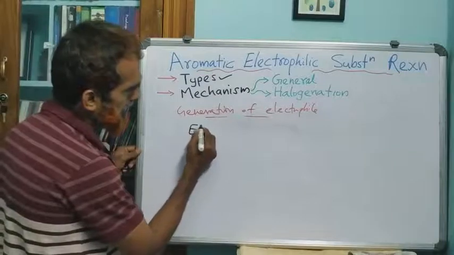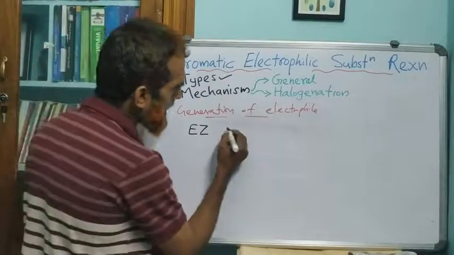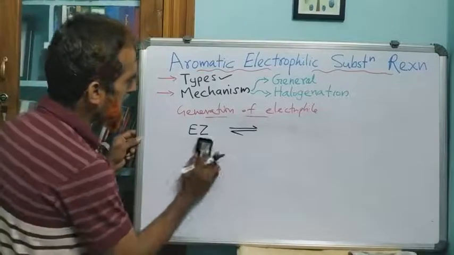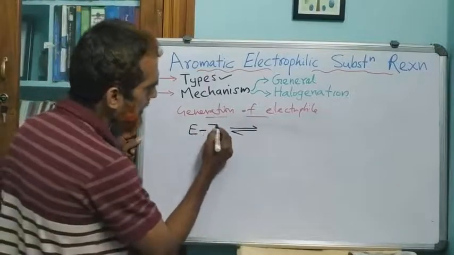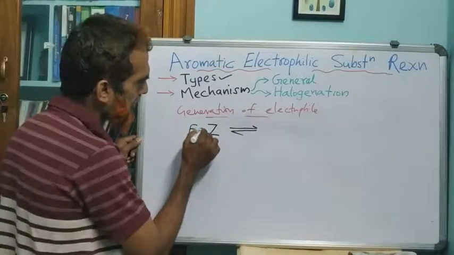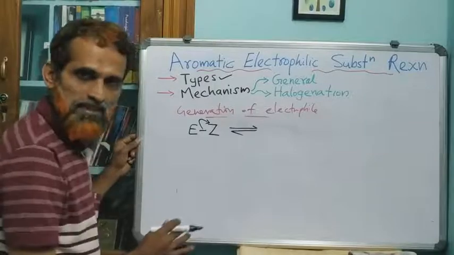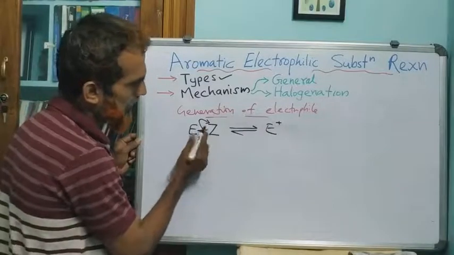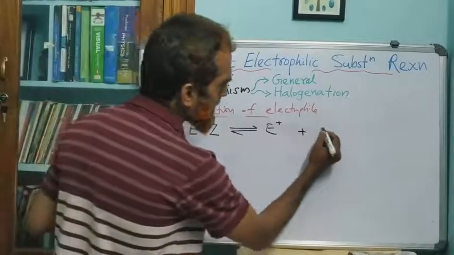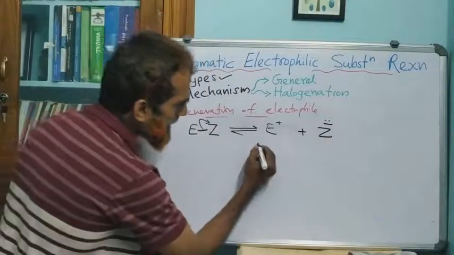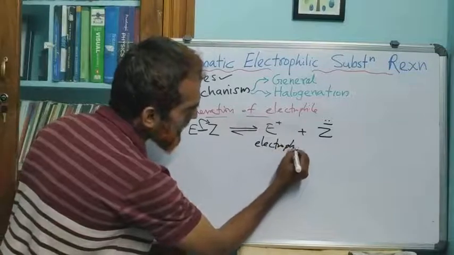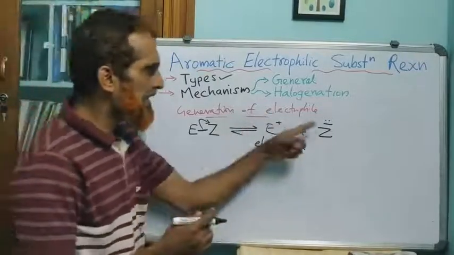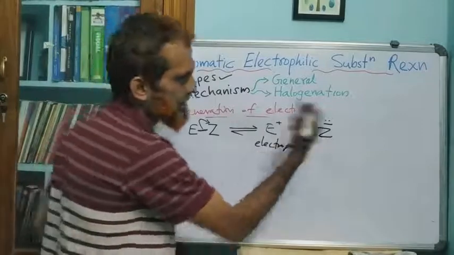Let us write the reagent as EZ, right? If the reagent is EZ, we can show that this reagent can undergo heterolytic fission. Say for example in favor of Z, this bond is cleaved in this fashion. So what you get is E plus, because this bond pair is given to Z, so E becomes E plus and Z minus with a lone pair. This is the electrophile. So this is how the electrophile is formed during the reaction, and this electrophile will attack the benzene ring.